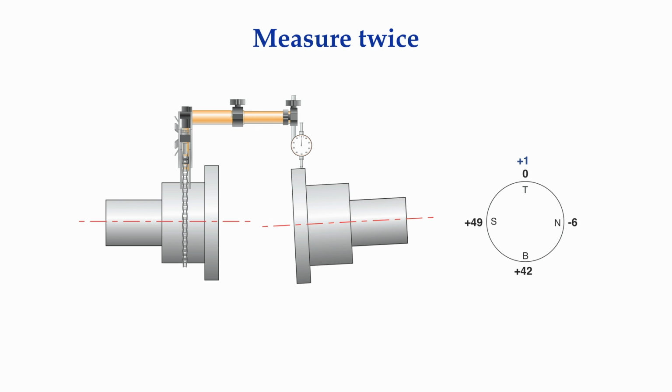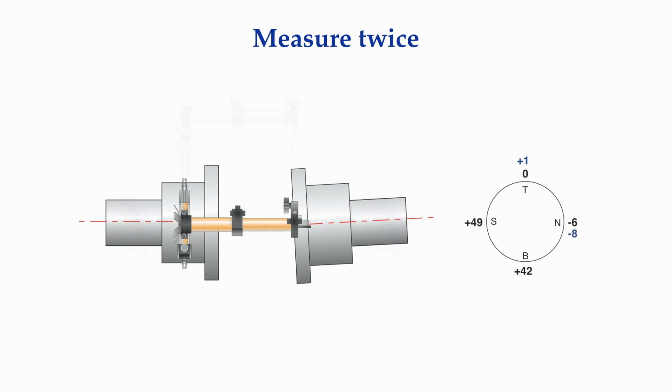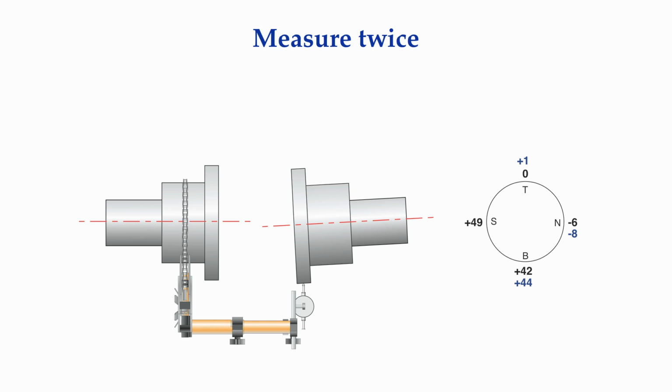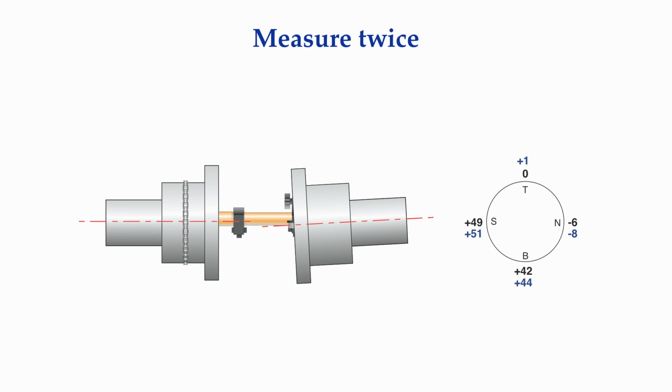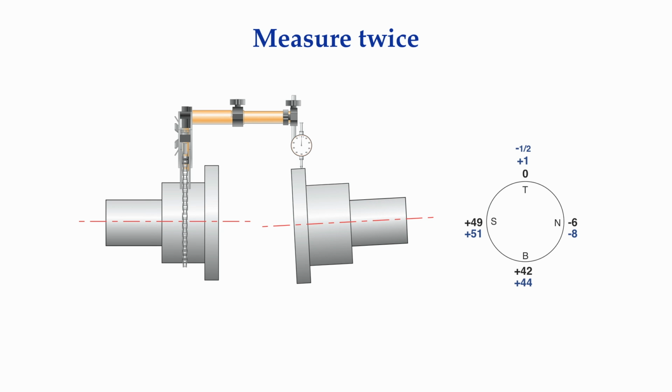This is very common. Due to some hysteresis in the indicator, and that we didn't rotate exactly 90 degrees each time, the return measurements may be slightly different, so let's re-zero the indicator at the top and repeat the readings again. The second rotation to the north side yields a -8. The next rotation to the bottom yields a +44. The next rotation to the south side yields a +51. And our return back to the top yields a -1/2.